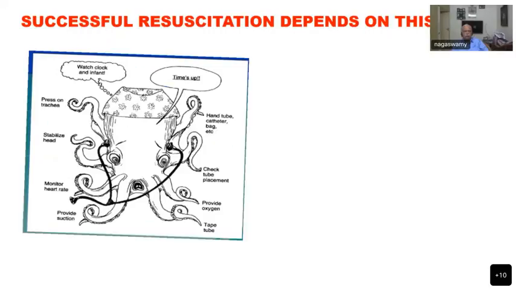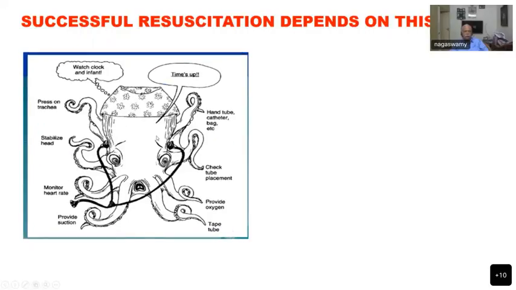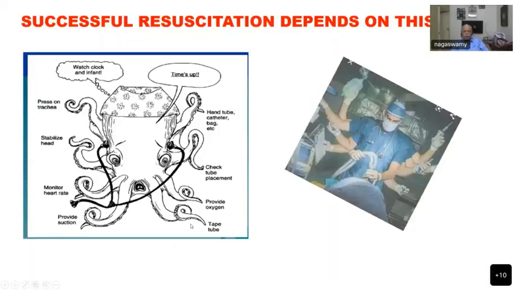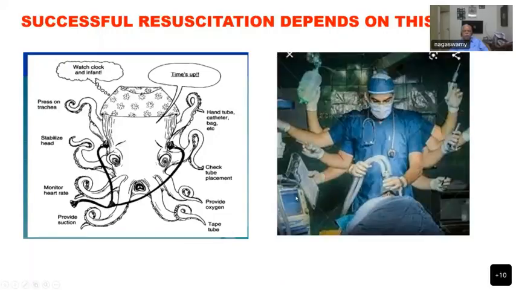So successful resuscitation depends on this ability. You are like an octopus. Time is very, very short, so you have to keep a watch on the time. You have to take care of the trachea, stabilize the head, monitor the heart rate, provide suction if necessary, then bag the baby, check the tube placement, provide oxygen, tape the tube. Already all of us know that anesthetists are multifaceted, multitasking people. So we should bring our best by doing all these things to have a successful resuscitation.